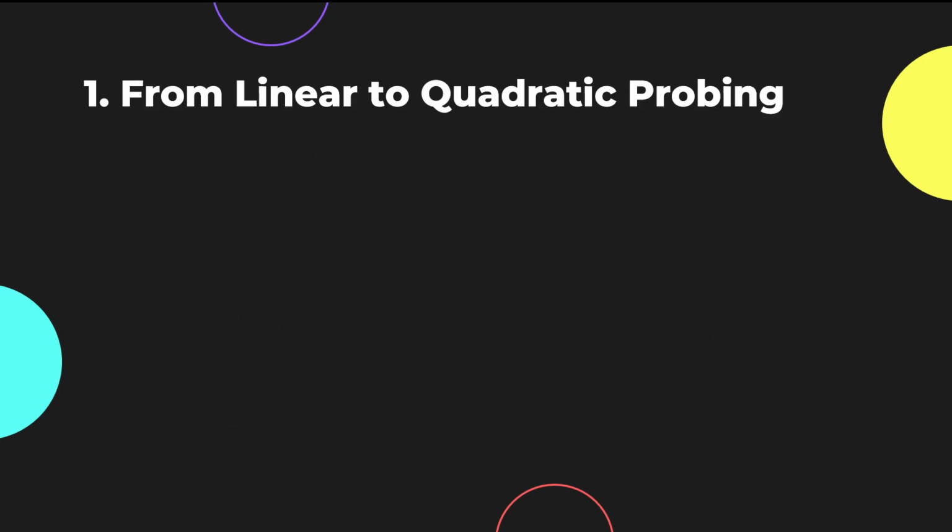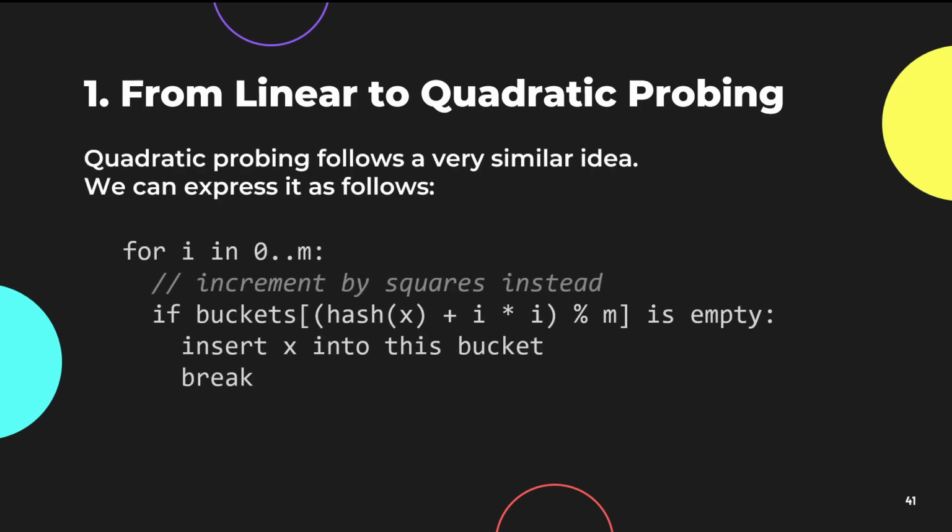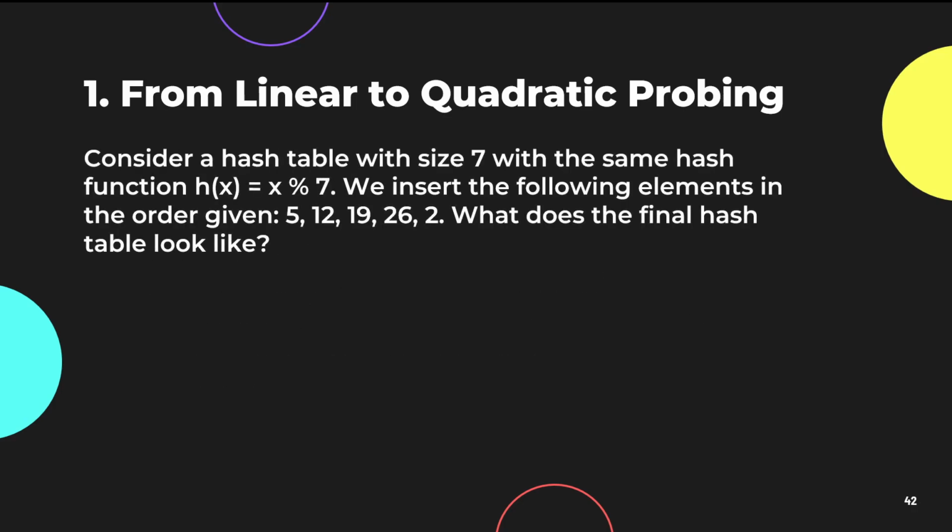In quadratic probing, we are going to change this part. Instead of adding i, we are going to add i squared. So we are going to move to position 1, position 4, position 9, then position 16, and so forth. So every time we increment, a quadratic number is being added. Okay? Consider this hash table with size 7 and the same hash function, x modulo 7. We're going to insert the elements in the following order: 5, 12, 19, 26, and 2.